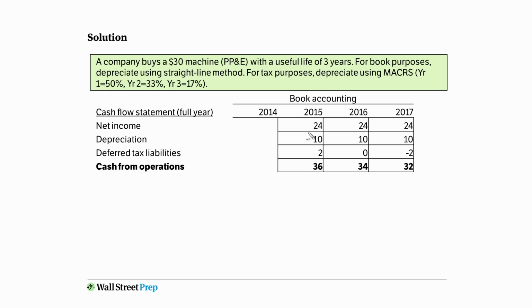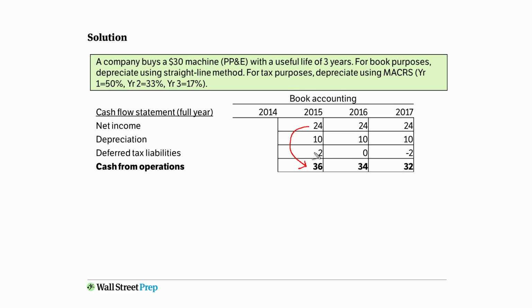Okay, so here we see that to get from 24 to 36, the first major add back on the cash from operations section is depreciation, as we've talked about in basic accounting. So we add 10 because that represents a non-cash expense on the income statement that reduced net income, but should be added back to get to cash in my pocket. So at this point, I've accounted for $34 million worth of cash.